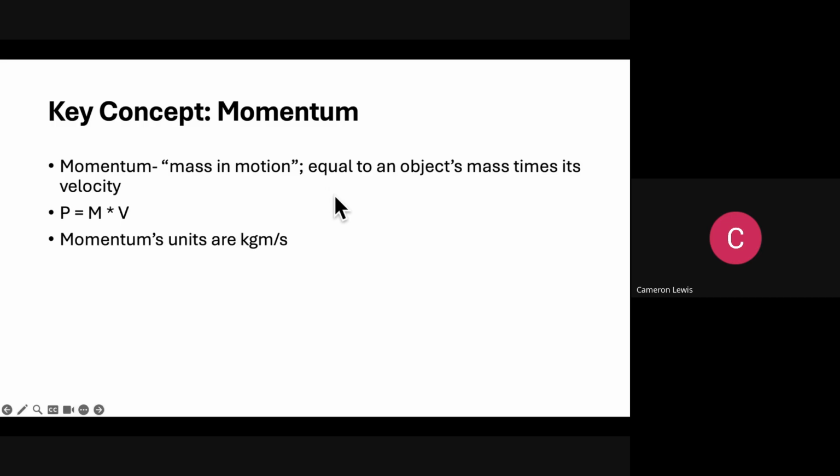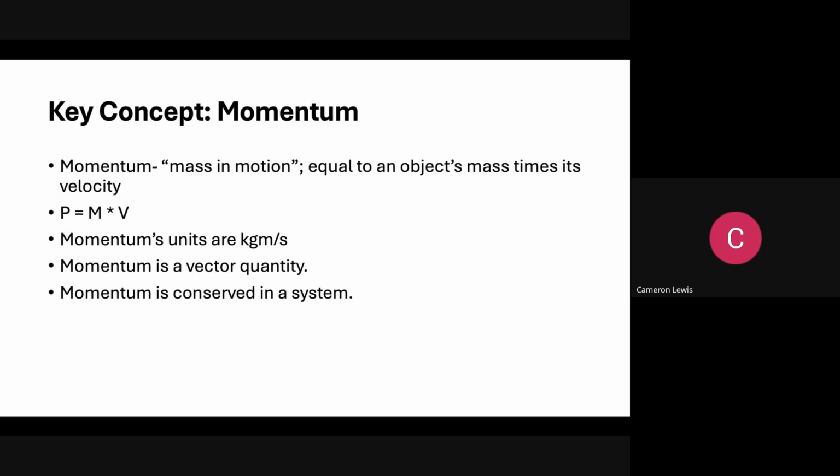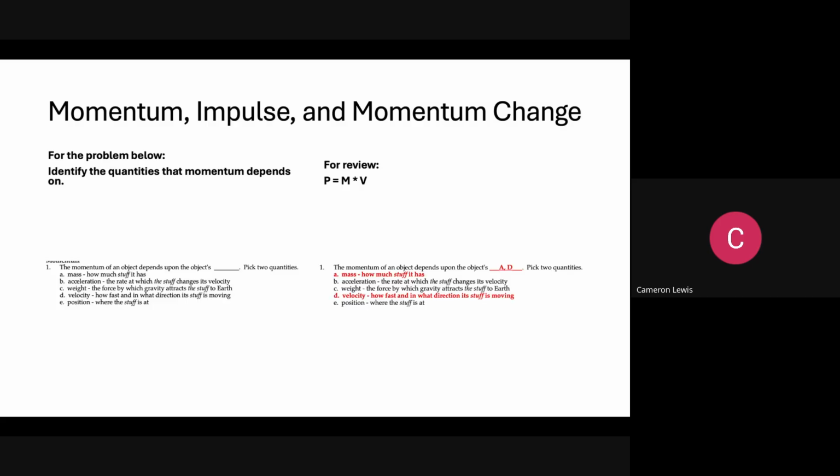We break it down. Momentum is equal to mass times velocity, and its units are kilograms meters per second. It's also a vector quantity, and momentum is conserved in the system. So then we did a couple problems. We've seen that mass and velocity are the two determining factors for momentum.